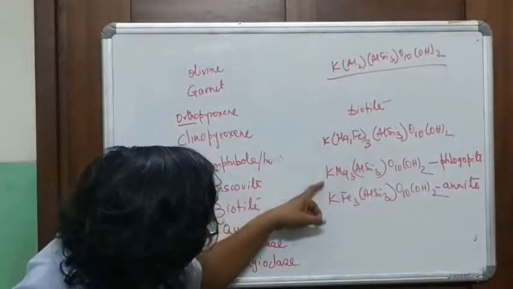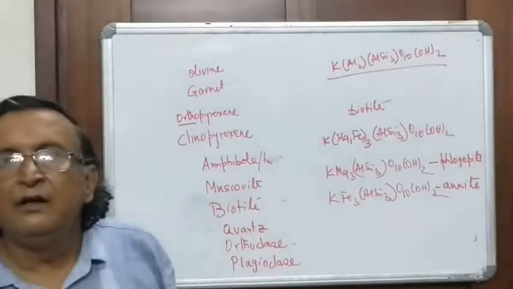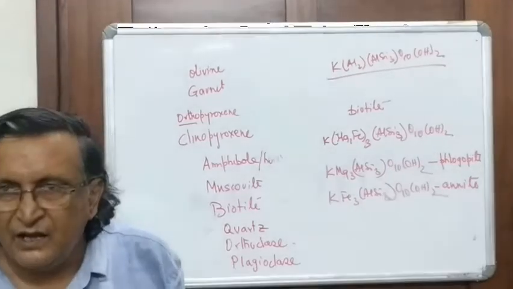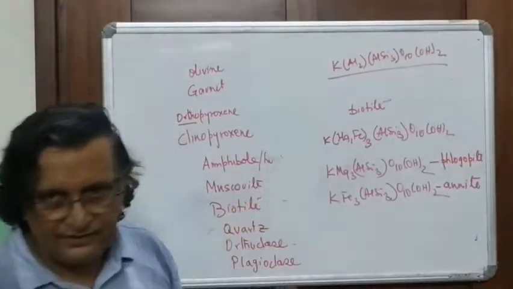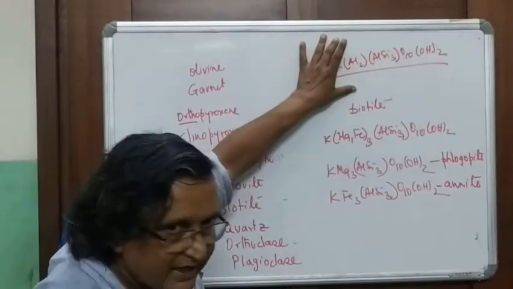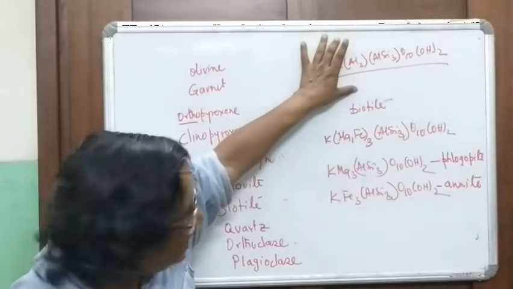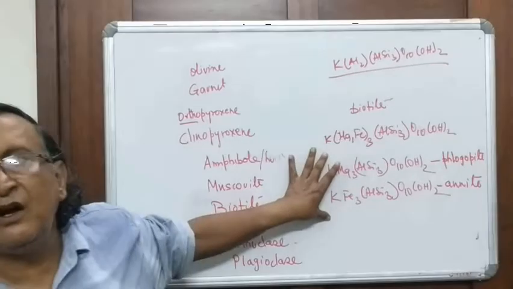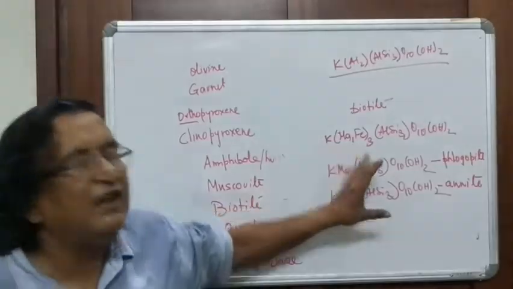But this one is called black mica because they are colored. But both of them are called micas. This is called muscovite, colorless white mica, and this is called dark or black mica because they are colored micas.